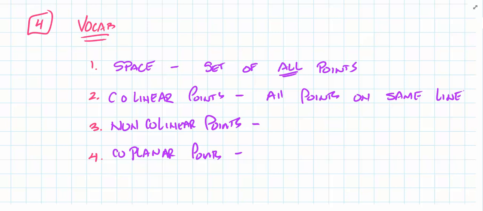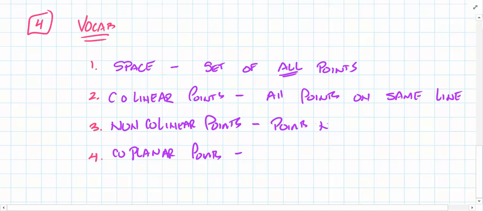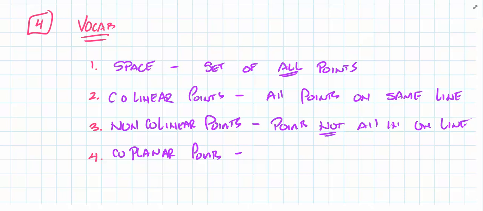What do you think non-collinear points are? They're not. Yeah, you've got points not all in one line, right? Points not all in one line. All right. Okay, what about coplanar points? What do you think coplanar points are? On the same plane. Points all on the same plane. You got it.